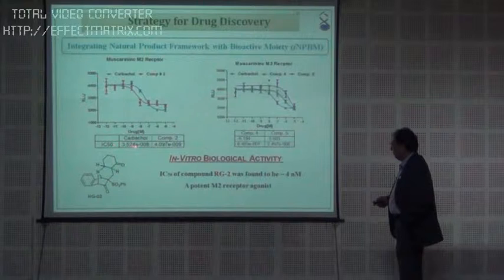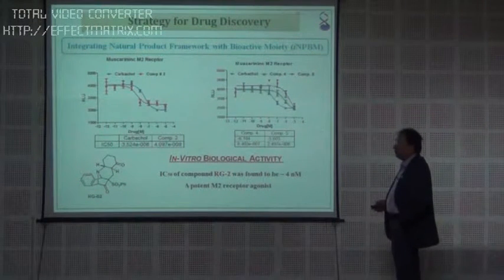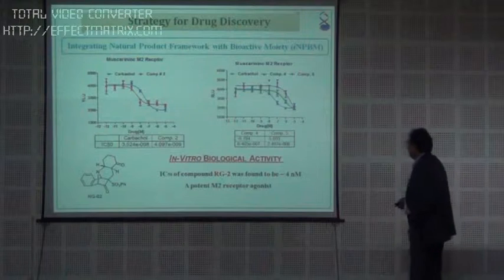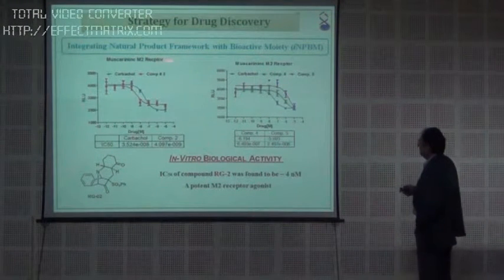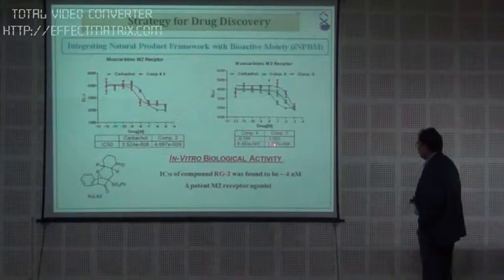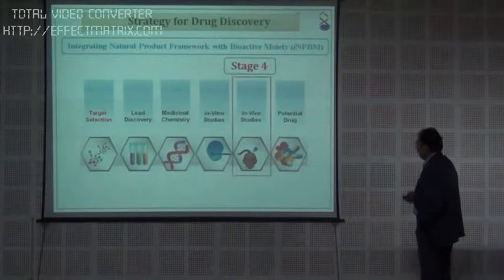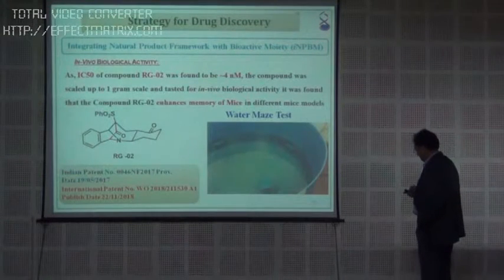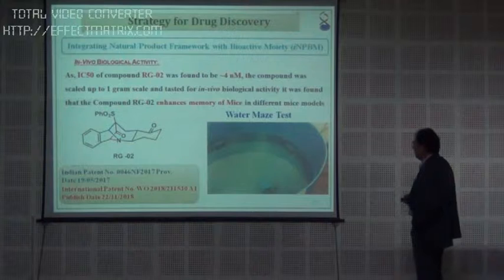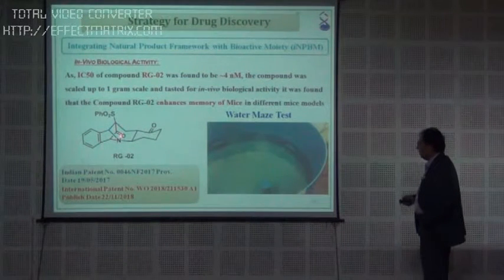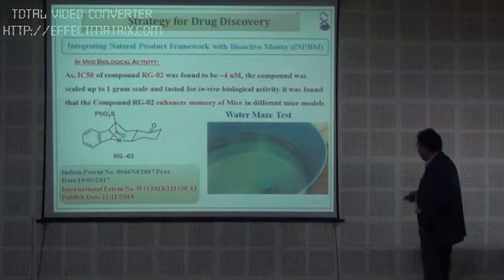You see the IC50 value is 4 nanomolar. This is the M2 receptor, very selective. This one is also at 2.4 nanomolar. Now, this is an in vivo study. This is the molecule RG02. You can see a small movie, if it is showing, of how the biologists do the testing. No, I'm sorry, it's not working.